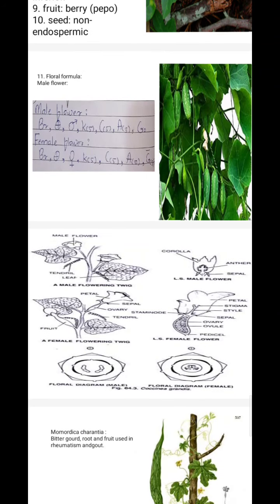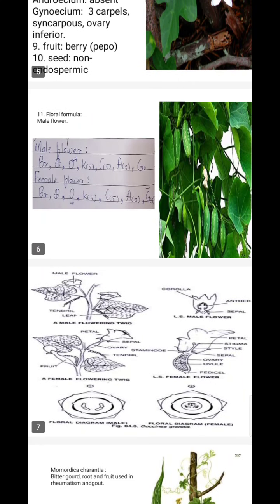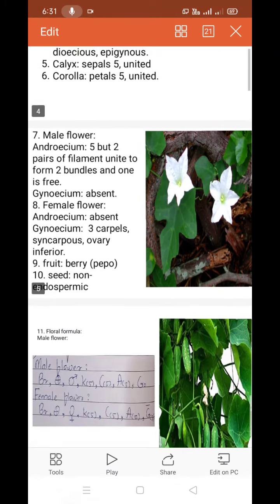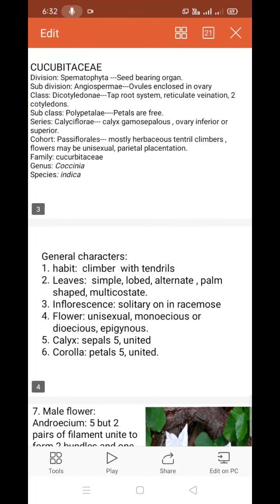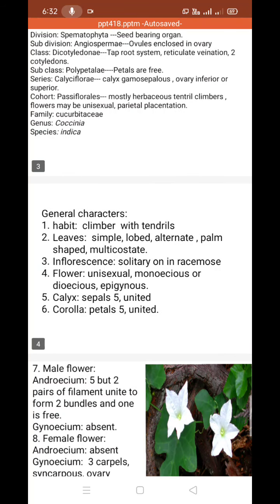So these are some floral formulas and pictures you have to be clear about for the Cucurbitaceae family, and there is the economic importance of some species of this Cucurbitaceae. I hope all of you got an understanding of this family Cucurbitaceae. Now I stop here.